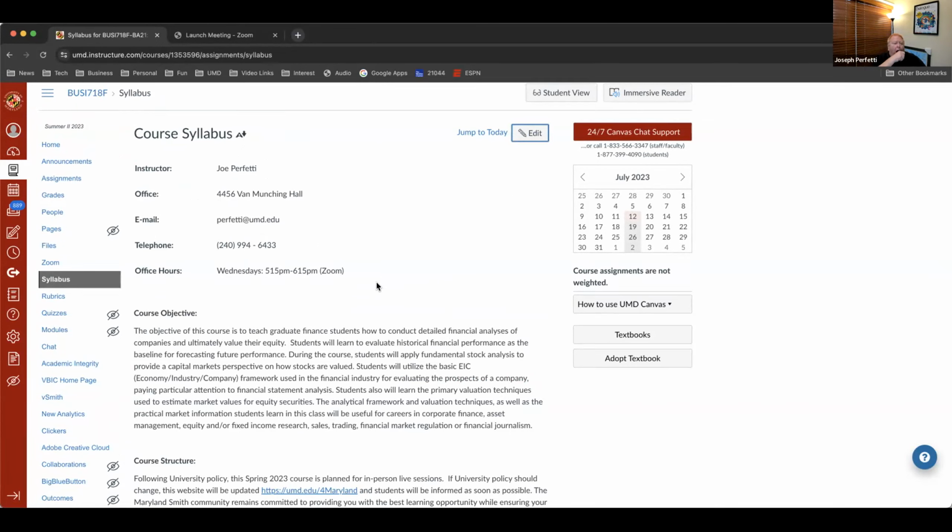Basically, the goal of this session is to do advanced financial modeling on companies and to understand how sell-side analysts look at companies and to understand the cash flow fundamentals of a business. That will involve a few things.